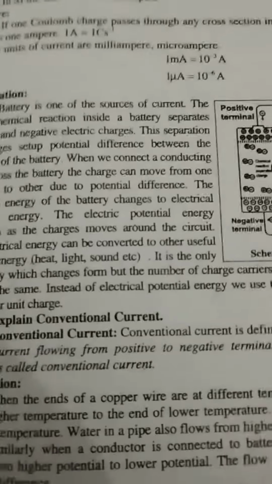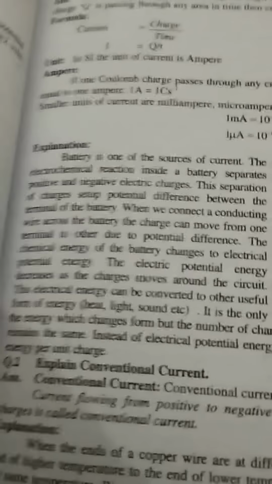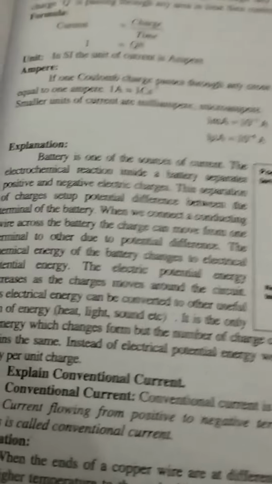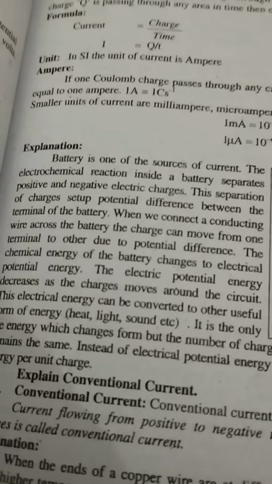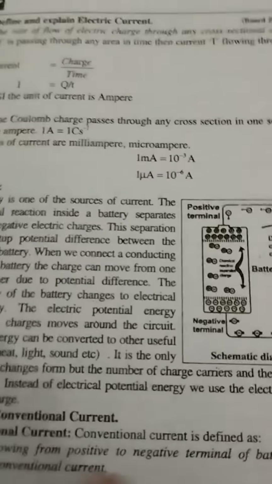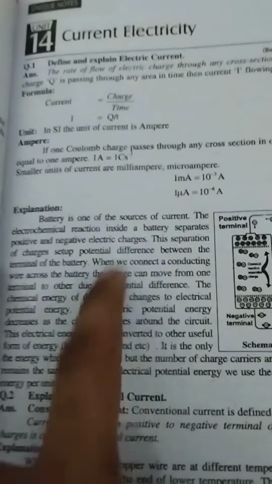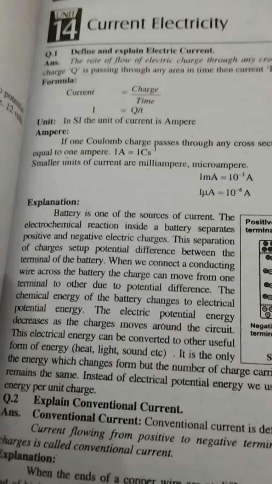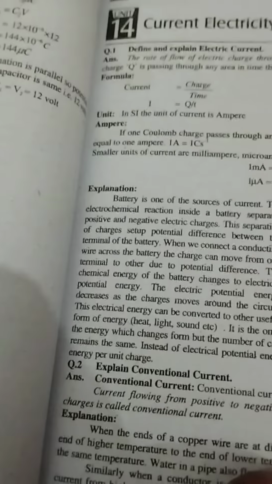Explanation: a battery is one of the sources of current. The chemical reaction inside a battery separates charge and sets up a potential difference between the terminals across the battery, so that charge can move. The chemical energy of the battery changes to electrical potential energy. Electrical potential energy can be changed to other forms of energy such as heat, light, sound, etc. Instead of electrical potential energy, we use the electrical energy per unit charge.